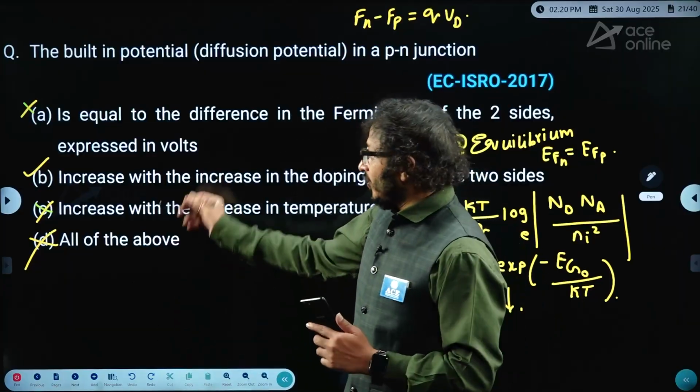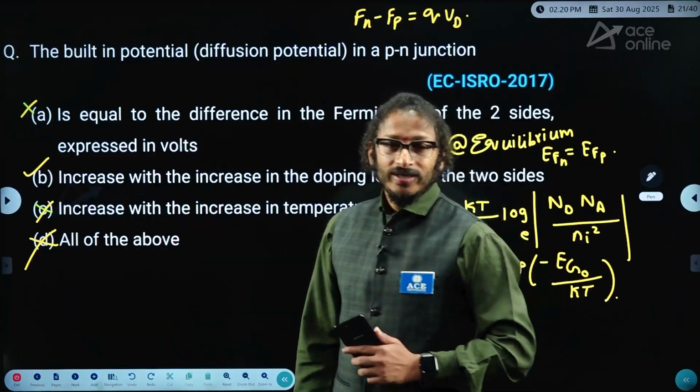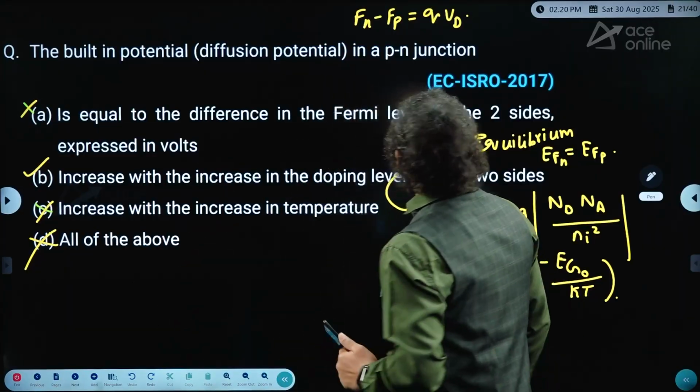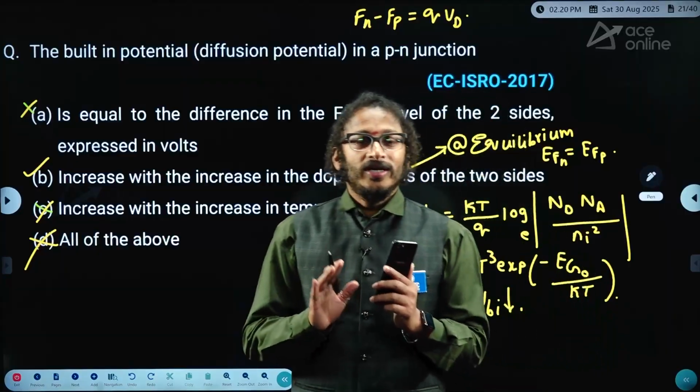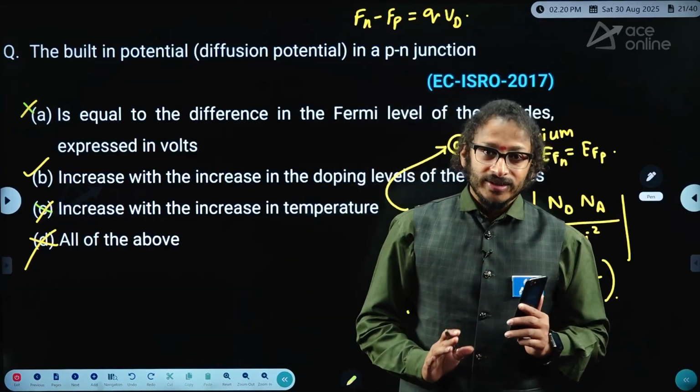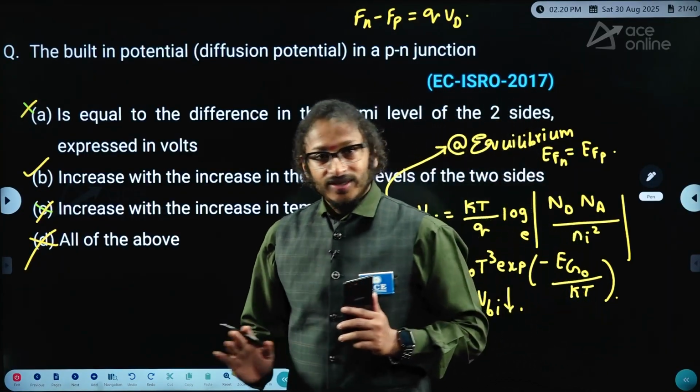The only choice for the given question is option B. Option B is apt for the given question. I hope you are really understanding the way we approach the questions. Right, my dear boys and girls?